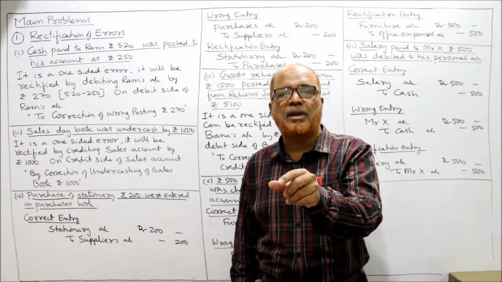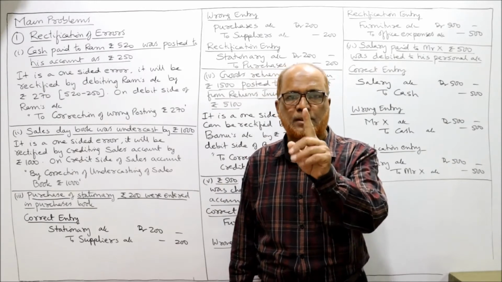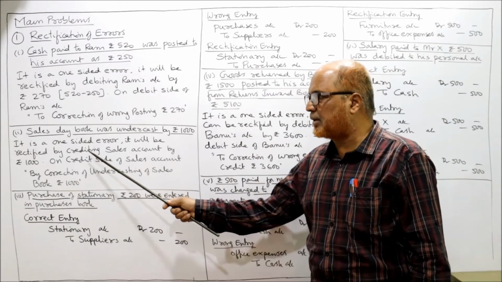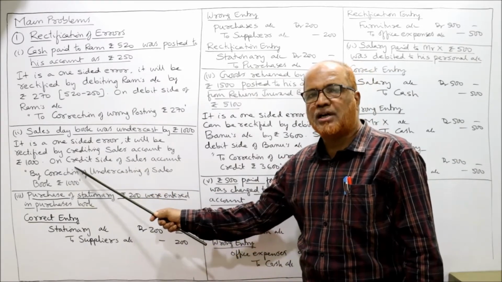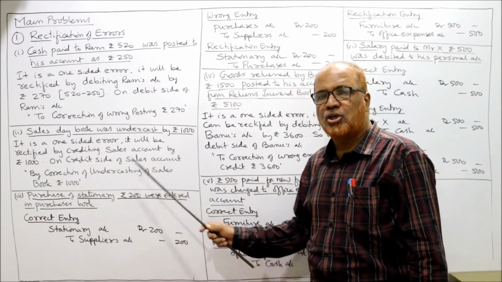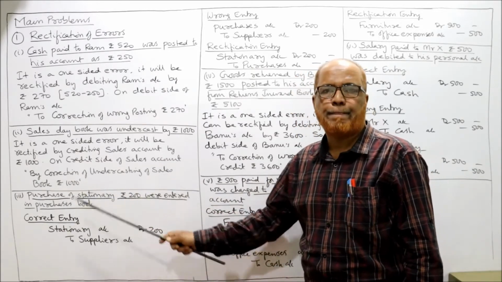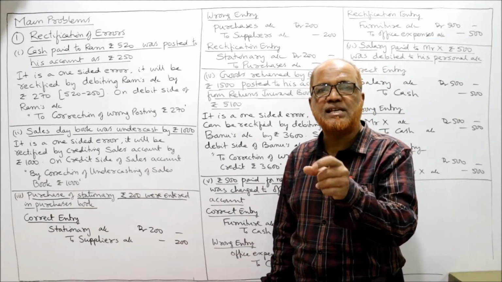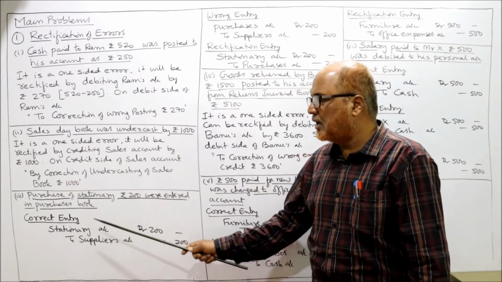And this error will be rectified by crediting the sales account by rupees 1000. So it is a one-sided error. On the credit side of the sales account, you should write "By correction of undercasting of sales day book". How much? 1000. That's all. Error rectified. Now the third one.